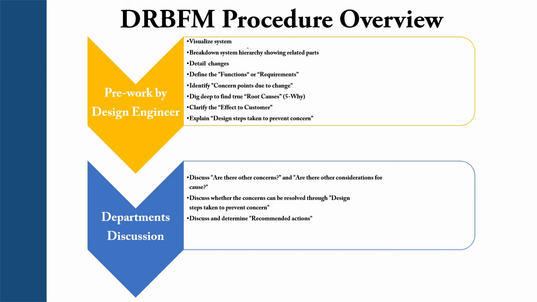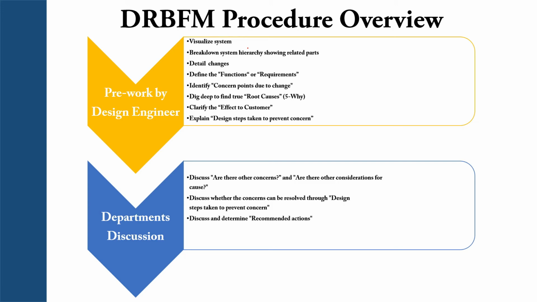Then you break down the system hierarchy, showing related parts. As we said again, assemblies, sub-assemblies, and parts. Then you detail the changes. Why did you go from switch A to switch B? And what happened exactly? What did you change? You change dimensions, you change material, you change location, and so on. Then you define the functions or requirements. What does the switch do? What does the mating surface do? What does the spring inside the switch do? And why did you change the spring? Did you change the length? Did you change dimensions? Did you change any engineering properties of that part or sub-components inside of it?